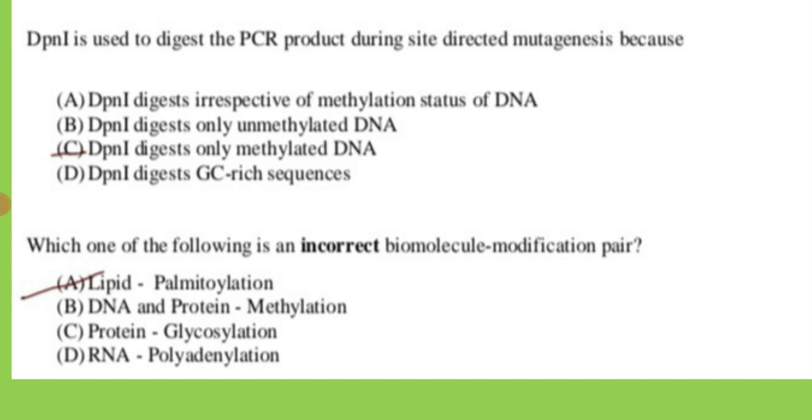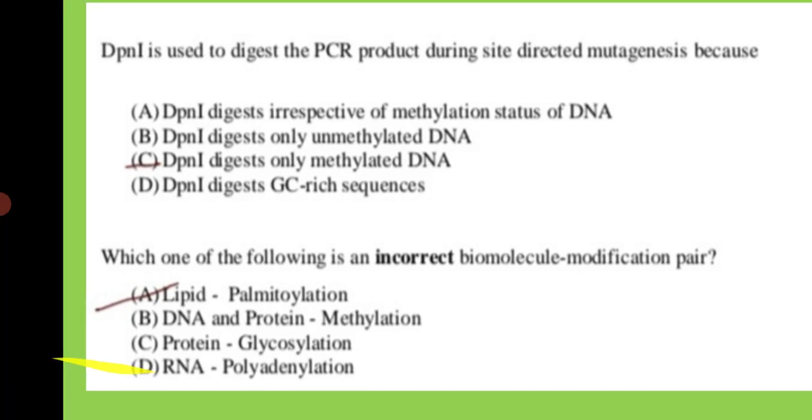Which one of the following is an incorrect biomolecule modification pair? The biomolecules get modified. In RNA, after the transcription process, a number of adenine units are joined to the 3' end of the RNA. This is known as polyadenylation. This is a modification of RNA.